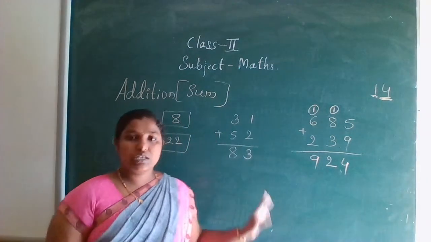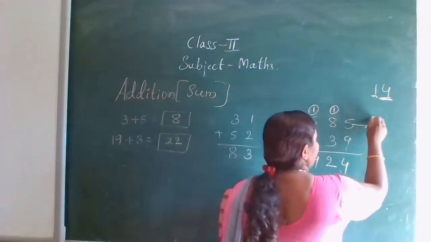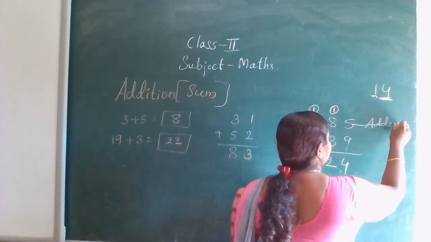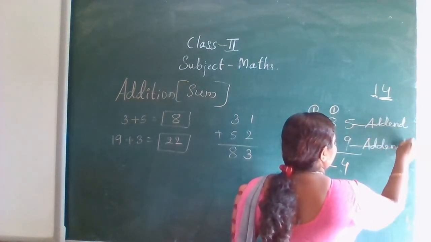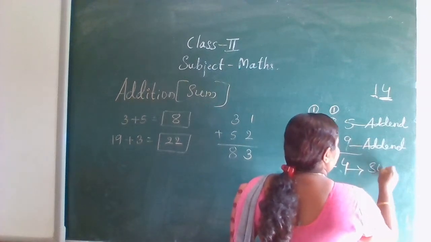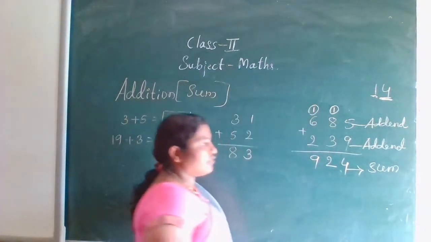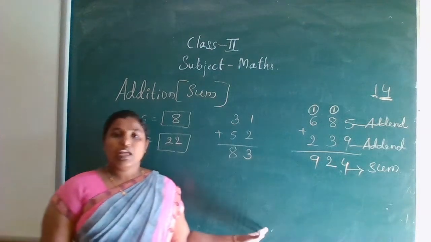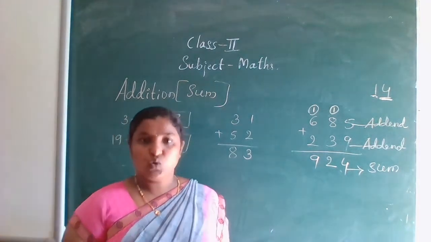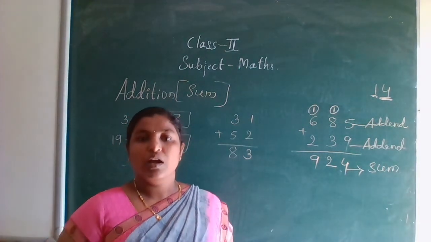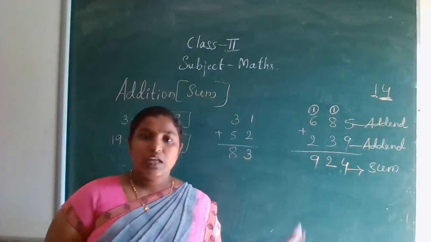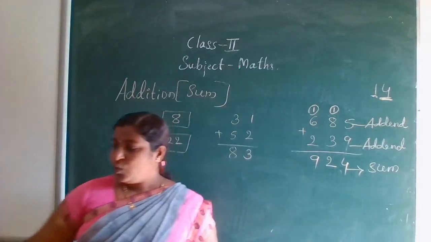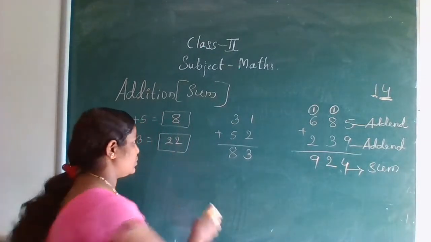I hope you understand. This is known as addend. And this is also addend. Answer is known as sum. If anybody asks you to find the sum, finding the sum means doing addition. Okay, this is all about addition. We'll go for subtraction.